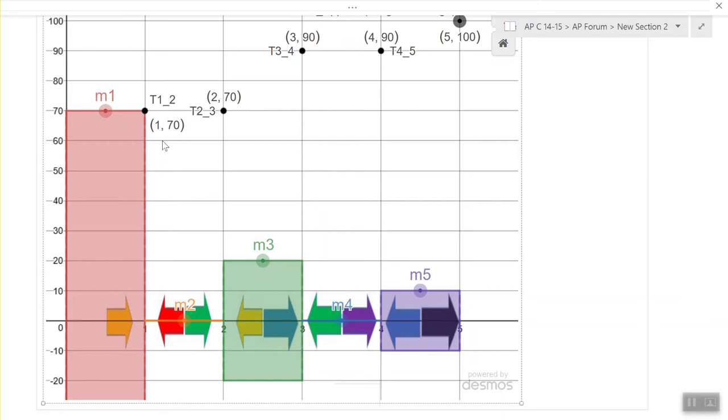Now you can see this tension is 70% of the weight, and this is 20% more. It's 90% because 90% of the mass of the train is behind this point.